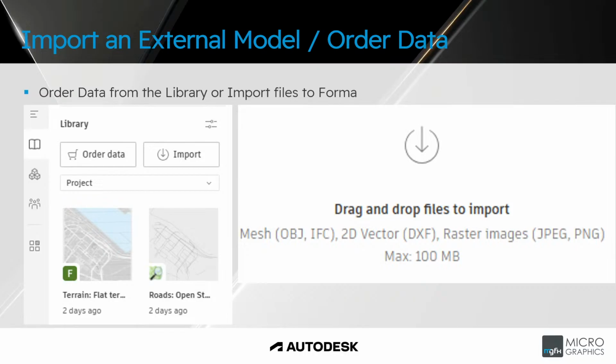Import an external model or other data such as street maps, terrain maps, roads and railways, contours, etc. You will find in Forma on the left hand side your library, extensions, and where you can add members. File import from library. Forma currently supports importing the following file formats. Mesh is OBJ or IFC for 3D geometry. Vector import for 2D geometry is DXF, or you can import raster images such as JPEG or PNG. Forma currently only supports files smaller than 100 megabytes.